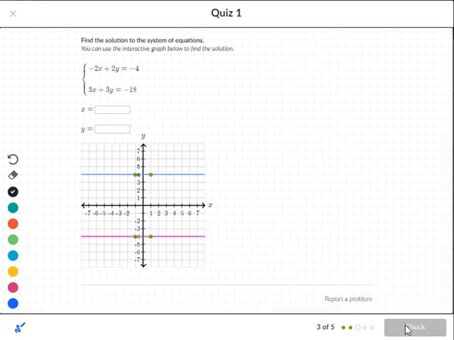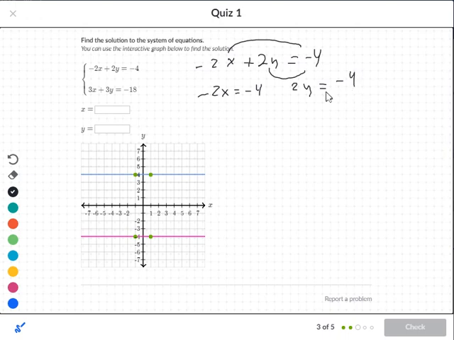Okay, next one, you have a graphing line. This time you have standard form. So you're going to go negative 2x plus 2y is equal to negative 4. So we're going to draw our two lines. We're going to say negative 2x is equal to negative 4. 2y is equal to negative 4. Divide by negative 2, so x is 2. Divide by 2, so y is negative 2.